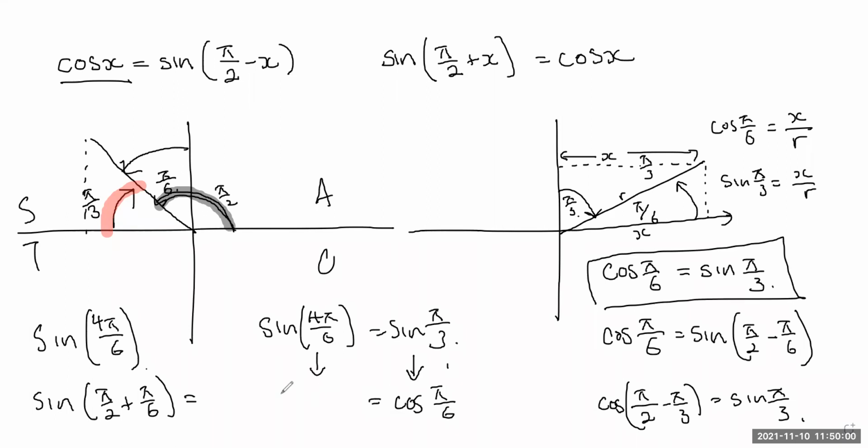But wait, sine of pi over 3 was originally sine of pi over 2 plus pi over 6. And there we have proven, just simply from the CAST rule, that this co-identity is true. That's a bit of a roundabout way to explain what you're asking.